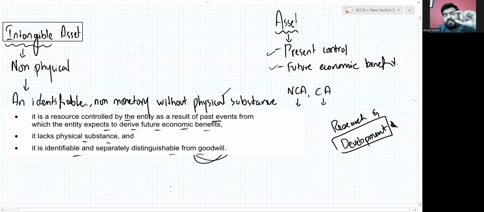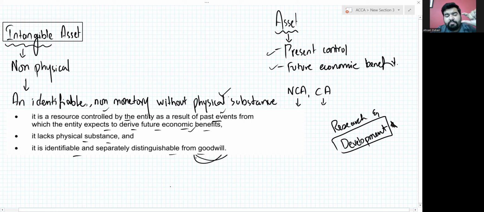Development is the part that does not have any physical substance. The business has control, because obviously development is done by the business as a result of a past event, and the company is expecting future economic benefit. But the main thing is it has no physical substance. That's why it will be classified as an asset. But not always, just in one case, which we will study.